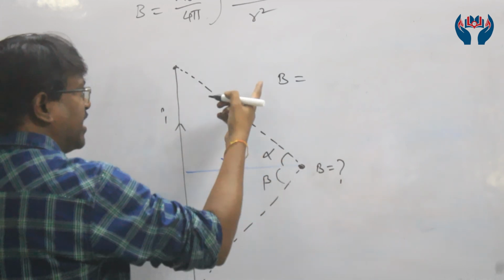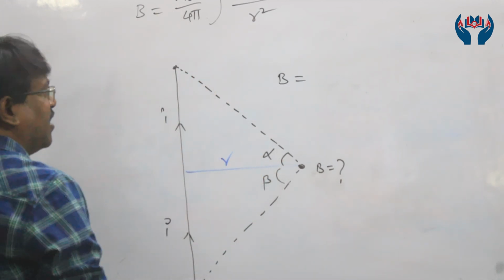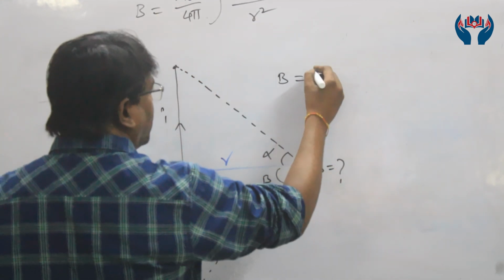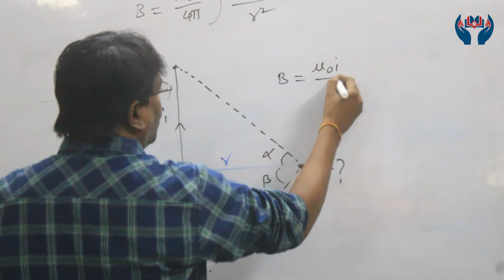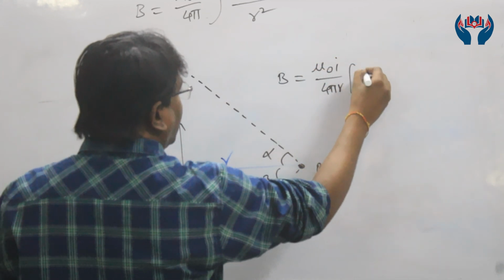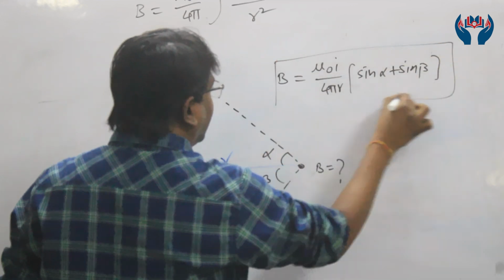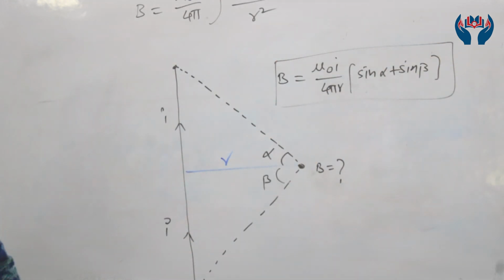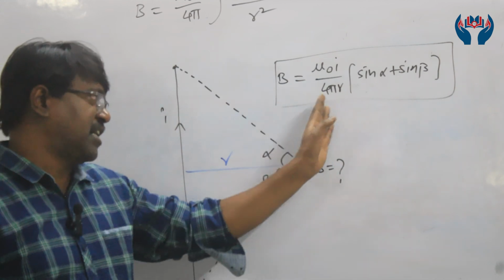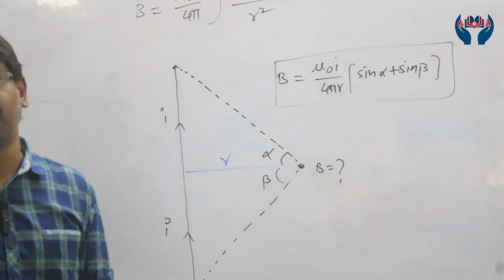So this is actually derived from the previous formula, proven by calculus. What is the magnetic field at a distance r from the current carrying conductor? In terms of alpha and beta, it is mu naught I by 4 pi r into sin alpha plus sin beta.